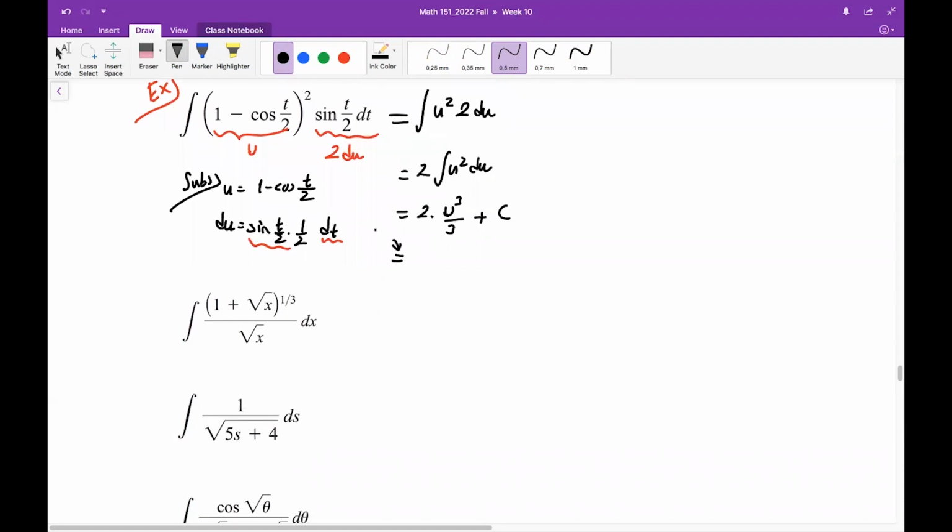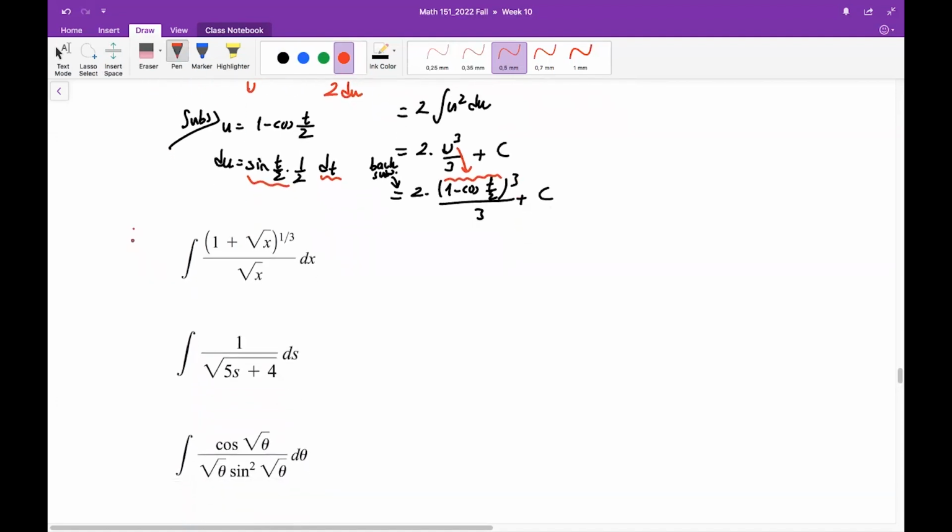And as the last line, I do back substitution. I need to turn back to my original variable t. So u was this thing. Just write it for you: cube over 3 plus this arbitrary constant, okay? So instead of u, you insert its expression in terms of t. Okay, next example.